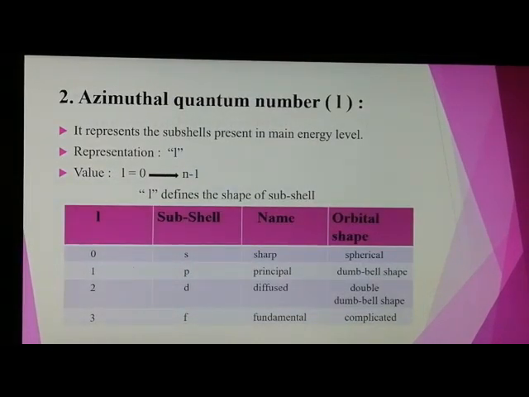It represents the subshell present in the main energy level. It is represented by the symbol l. Its values start from 0 up to n minus 1. l defines the shape of subshell. When the value of l is 0, the subshell is s and its shape is spherical. When the value of l equals 1, the subshell is p and its shape is dumbbell shape. When the value of l is 2, the subshell is d and its shape is double dumbbell. And when the value of l is 3, the subshell is f and its shape is complicated.